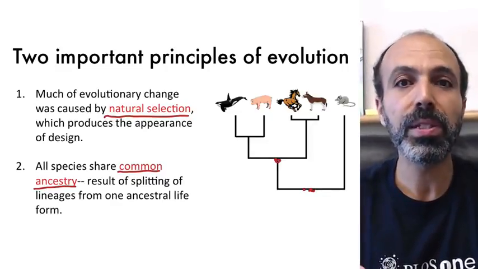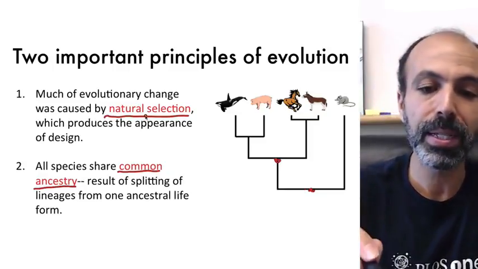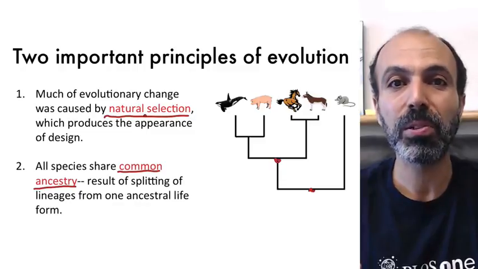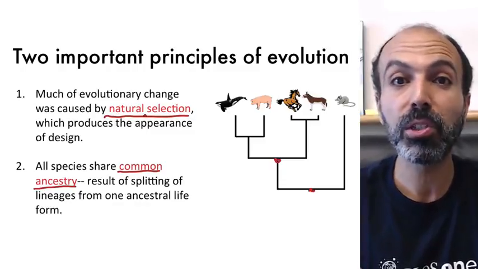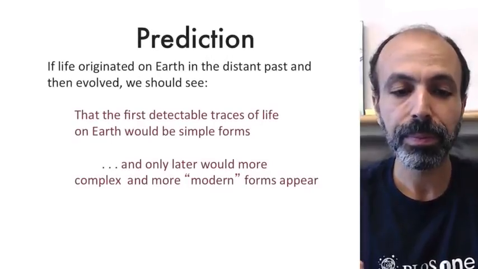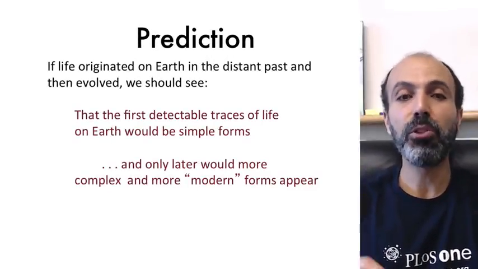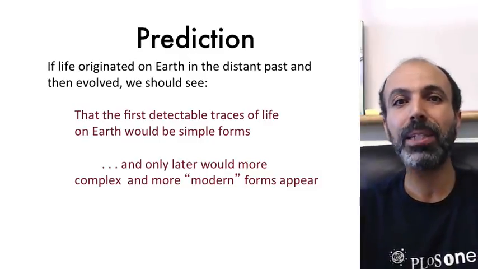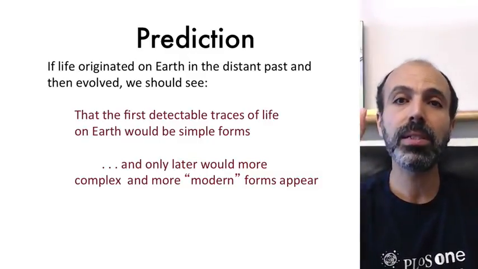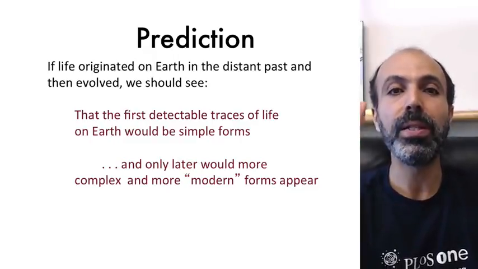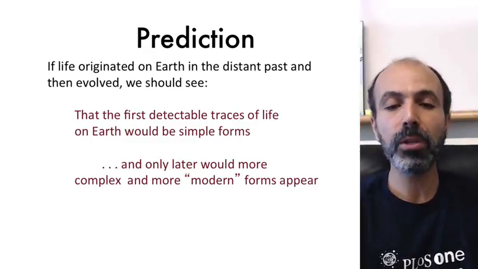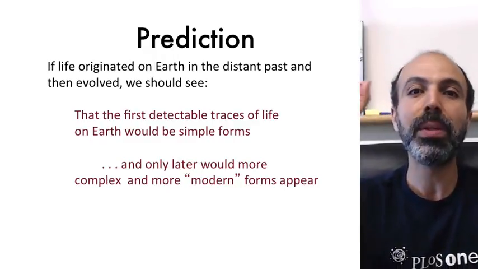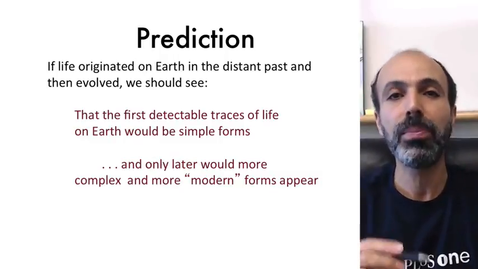But let's go from this into some predictions that come from this idea that most evolutionary change comes from natural selection and from the presumed common ancestor of species. Some of these we've already touched on in previous points. First, if life originated on Earth a single time in the distant past, then when we go way back in the fossil record, the earliest detectable forms of life should be very primitive, very, very simple. And only later should you see some modern forms. Now it's possible that later you'll also see some simple forms, but the earliest forms should certainly be simple.